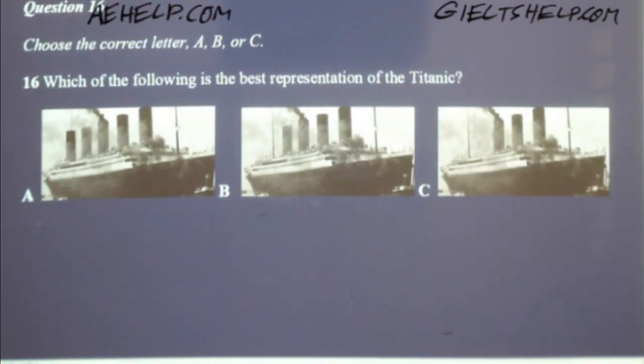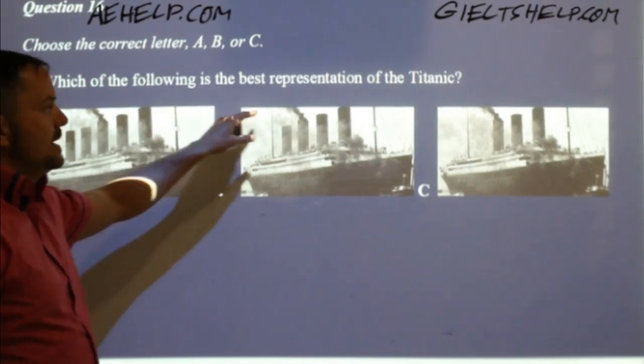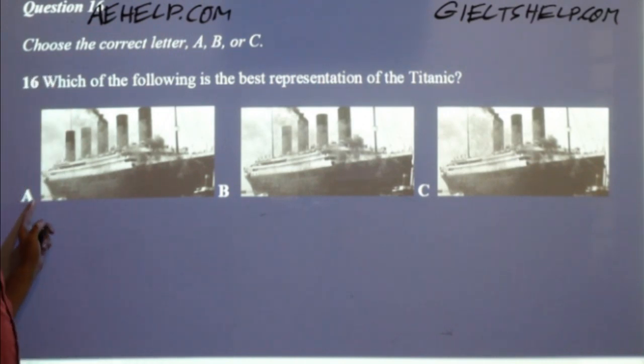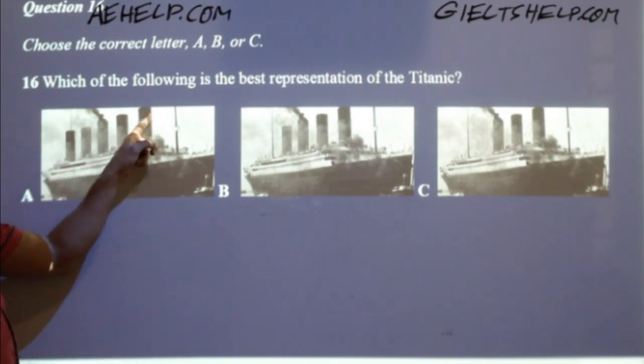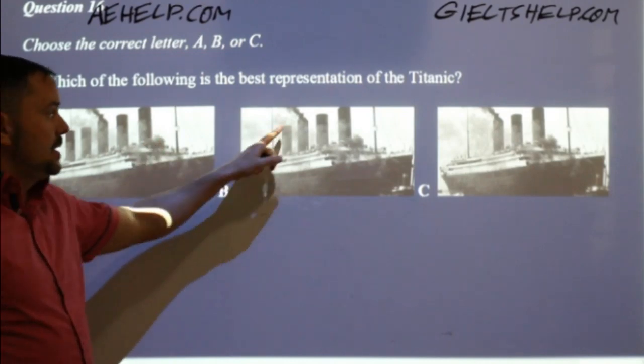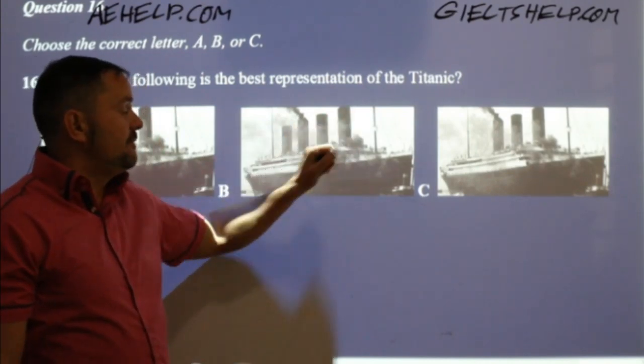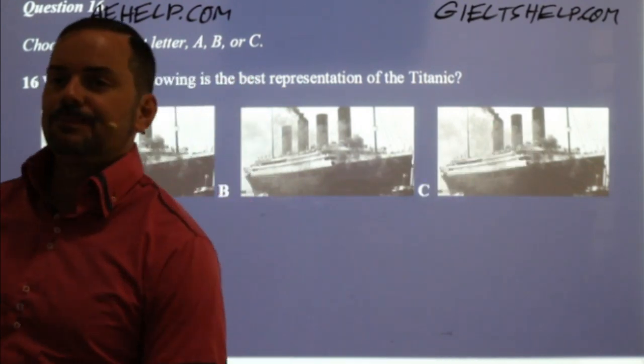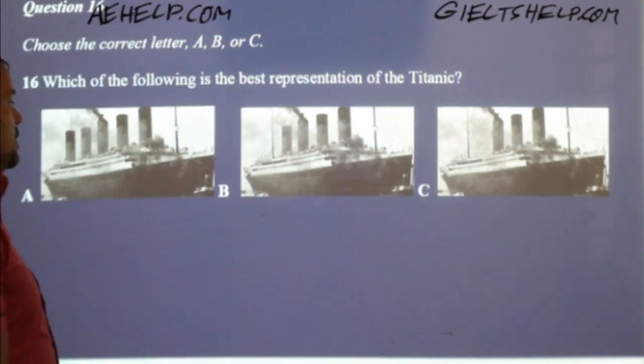Now, this was a kind of matching the picture. Okay, which of the following is the best representation of the Titanic. We have A, where there you have five smokestacks. B, you have 1, 2, 3, 4 smokestacks. Or C, where you have 3 smokestacks. Yeah, the correct one was B.